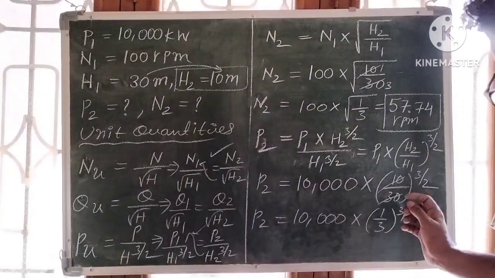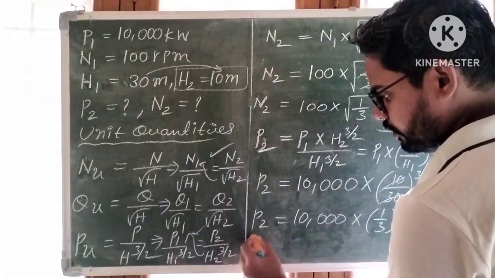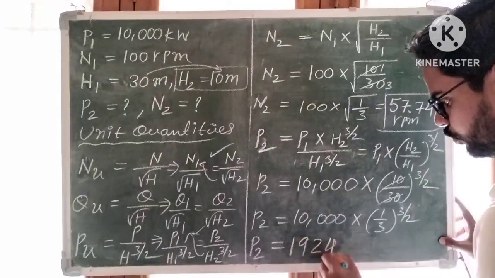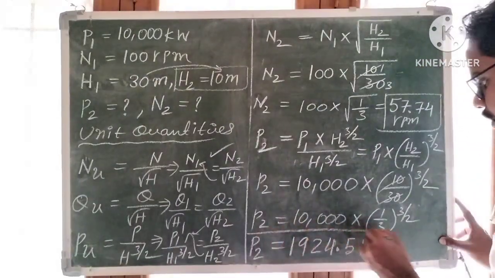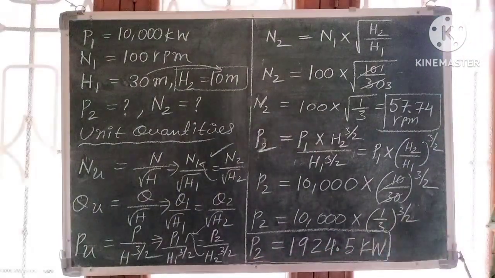Let us calculate this value. If you calculate, you will get P2 is equal to 1924.5 kilowatts. This much power is developed by the turbine when the turbine is working under a 10 meter head.